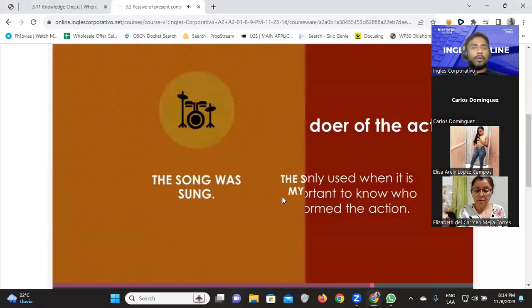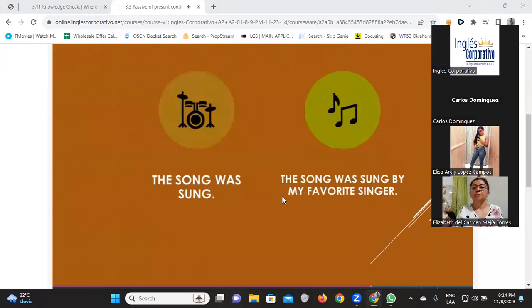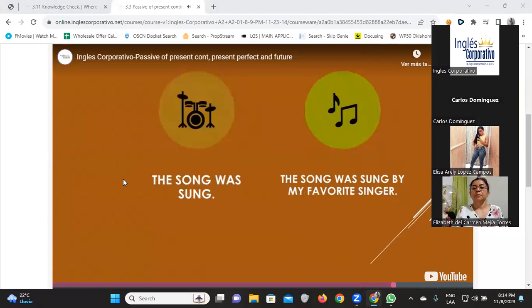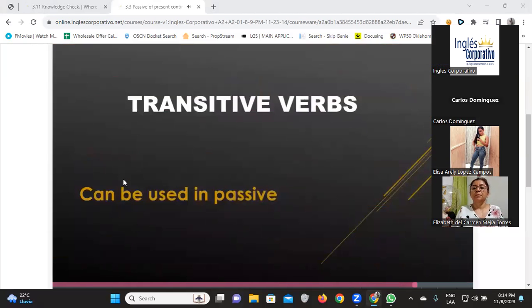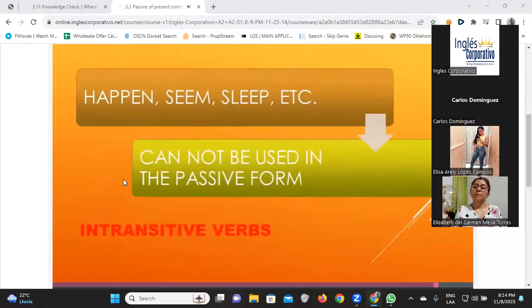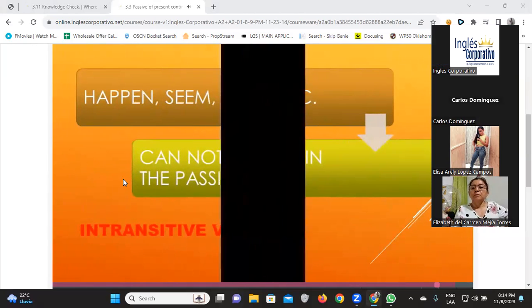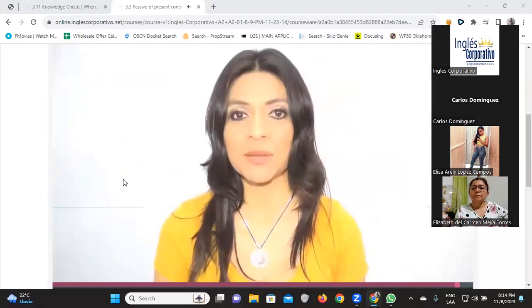For example, the song was sung. The song was sung by my favorite singer. Only transitive verbs can be used in the passive. Intransitive verbs such as happen, seem, sleep cannot be used in the passive form. Try typing a sentence using passive in each tense.